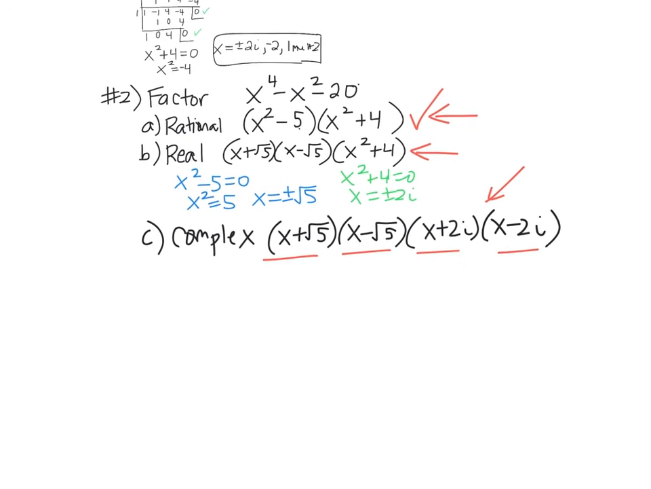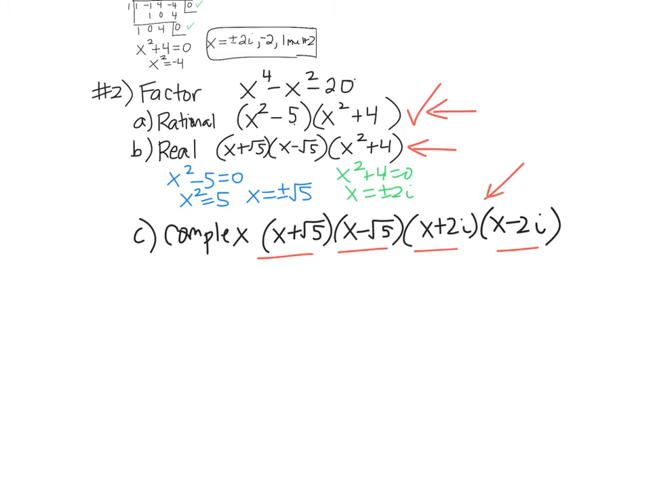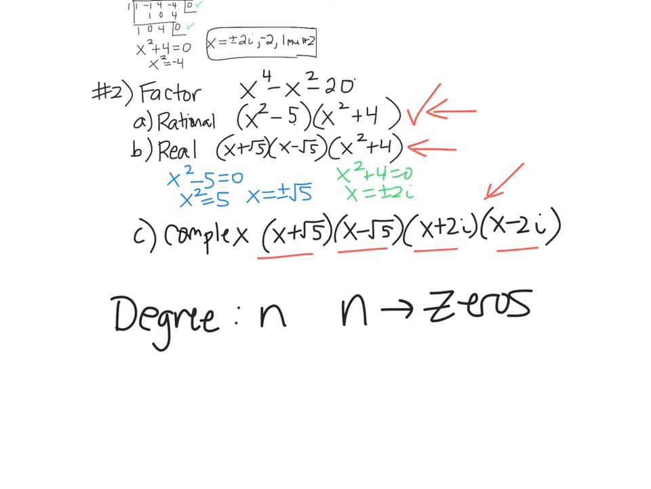Okay. Yep. Okay, now let's talk about complex zeros real quick. So we know that if the degree of your polynomial is n, then you're going to have n zeros or n factors, n roots, whatever you want to call them.